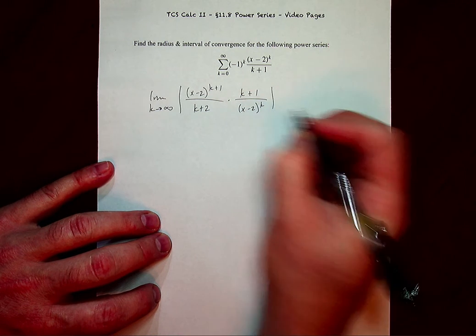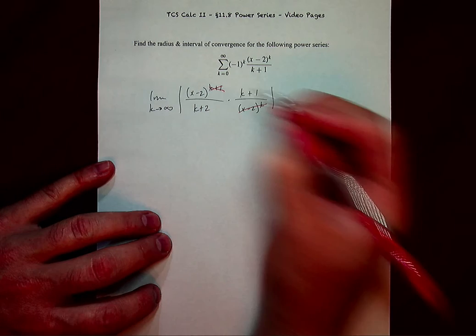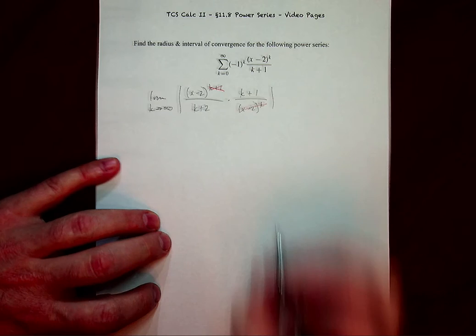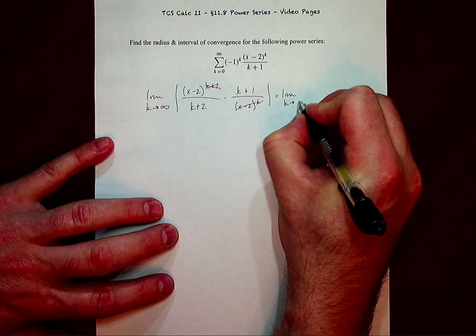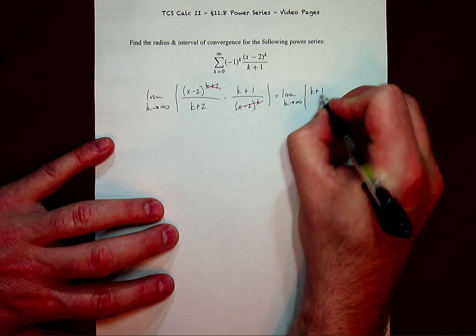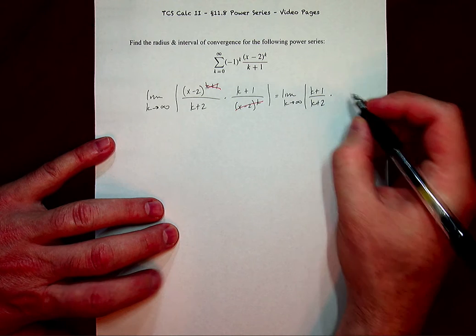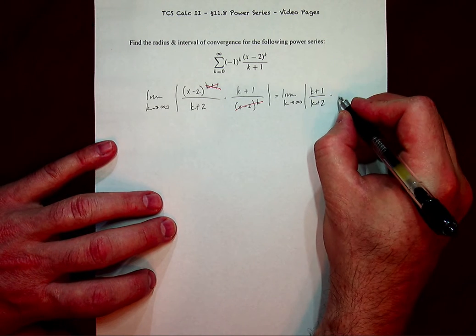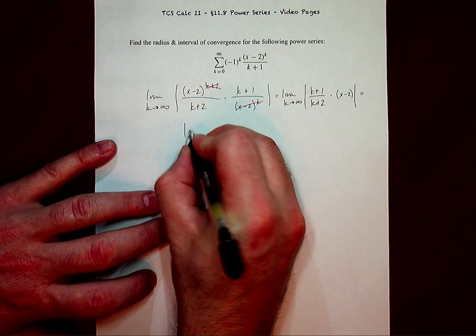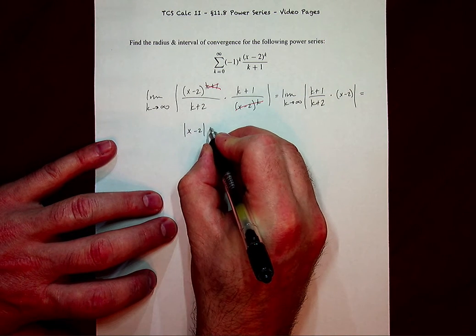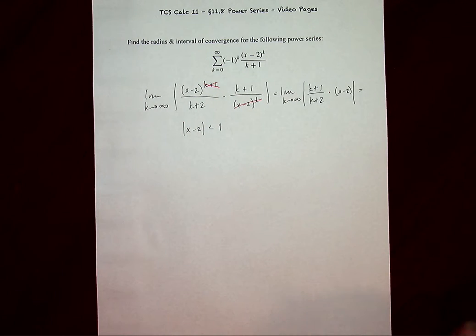We multiply by the reciprocal of a sub k. Again, this cancels out with all but one of the x minus 2's. I'm going to stack those expressions in terms of k so we can see them a little better: k plus 1 over k plus 2. Now as k goes off to infinity, that's obviously going to go to 1, and what I'm left with is the absolute value of x minus 2, which has to be less than 1 for the power series to be convergent.